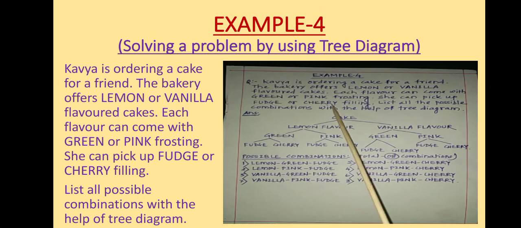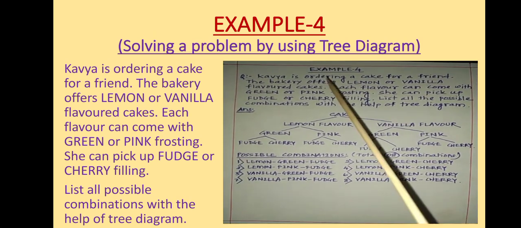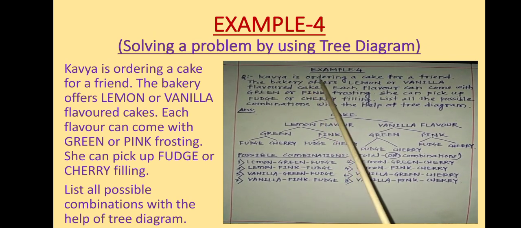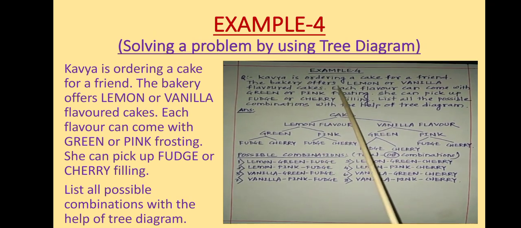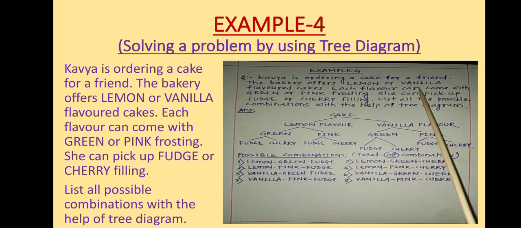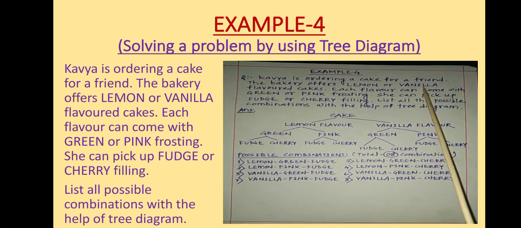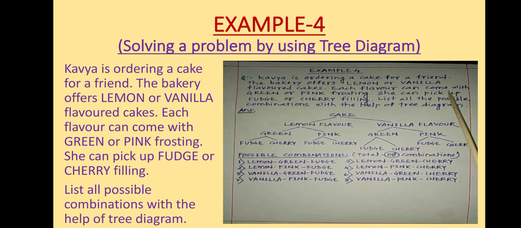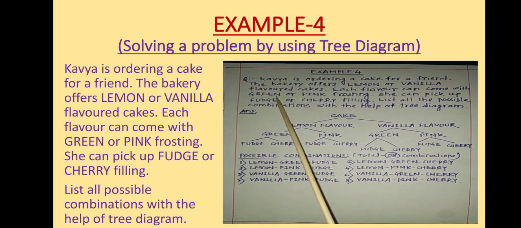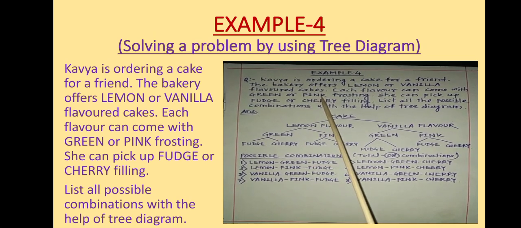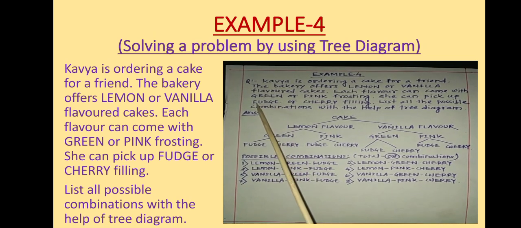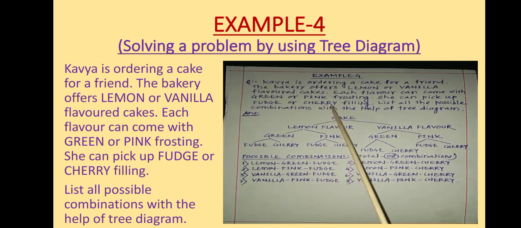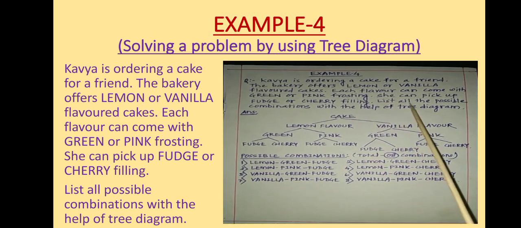Now one last example we will discuss. Here in this example, Kavya is ordering a cake for a friend. The bakery offers lemon or vanilla flavored cakes. Again, each flavor can come with green or pink frosting. She can pick fudge or cherry filling. List all the possible combinations with the help of a tree diagram.